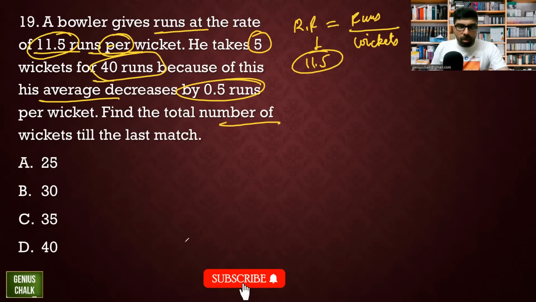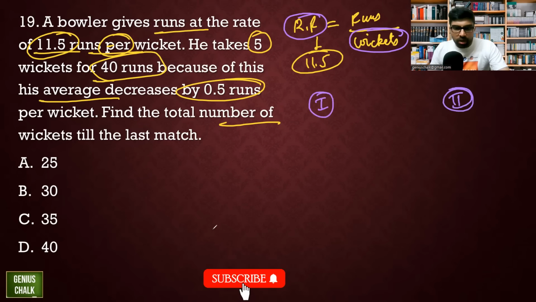So here you see, if you apply alligation on run rate, then the number of wickets will be taken as the ratio. So let's apply. This is the first case, this is the second case. In the first case, he has already taken some wickets. That is, he had this average. What was the average? 11.5, right? He had 11.5. Then after taking 5 wickets for 40 runs, the average decreases because he is taking more wickets, so the average will decrease.